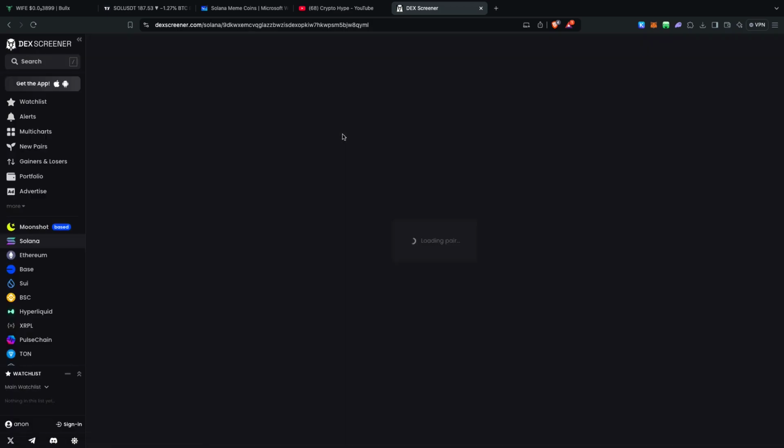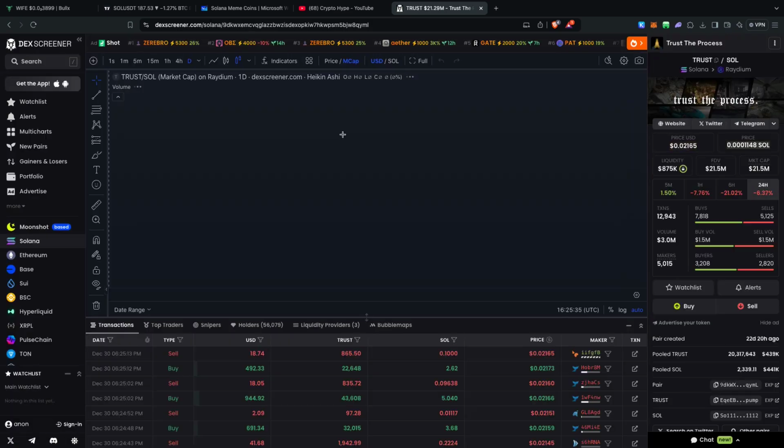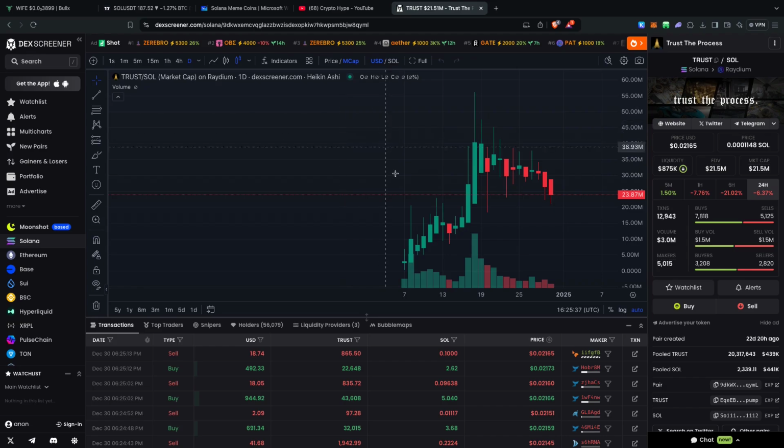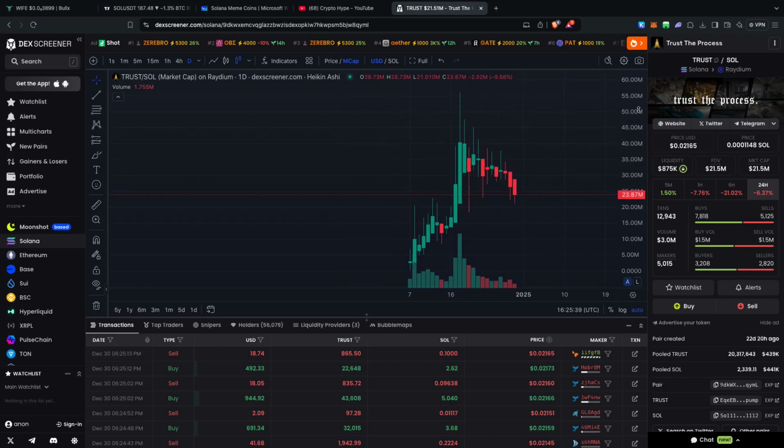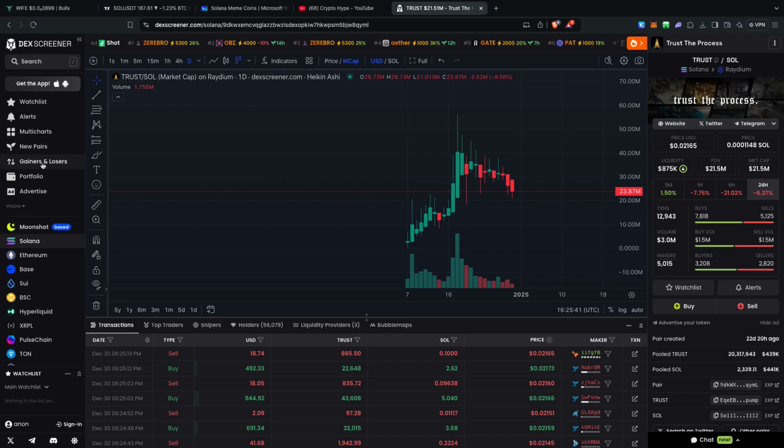So when you filter out these different trending coins based on the hour, for example, if you take a look at this, this is a very good chart right over here. All you have to do now is use your technical analysis background.